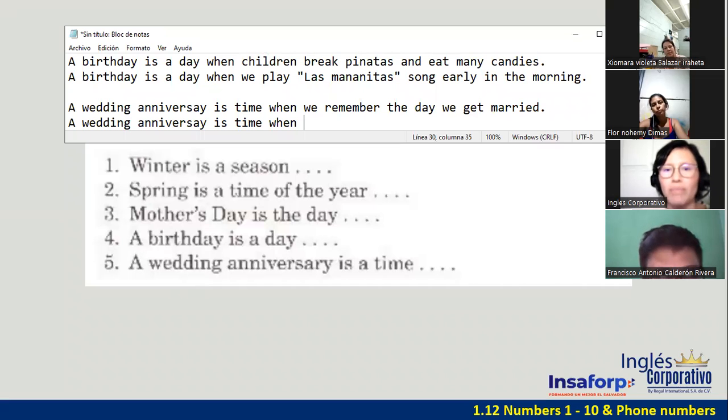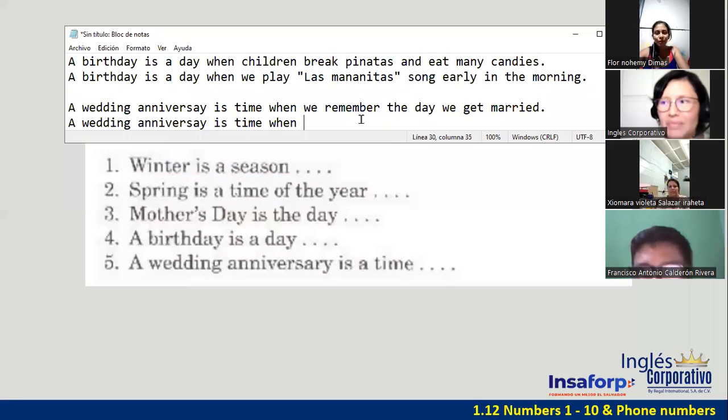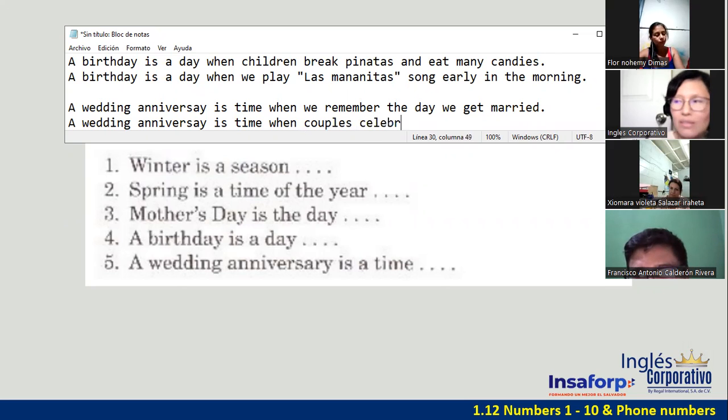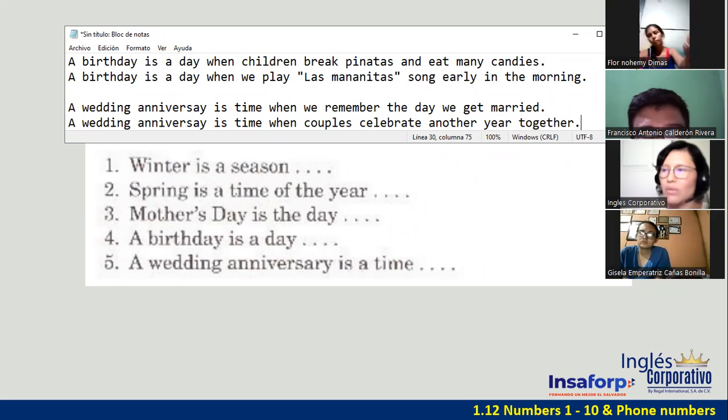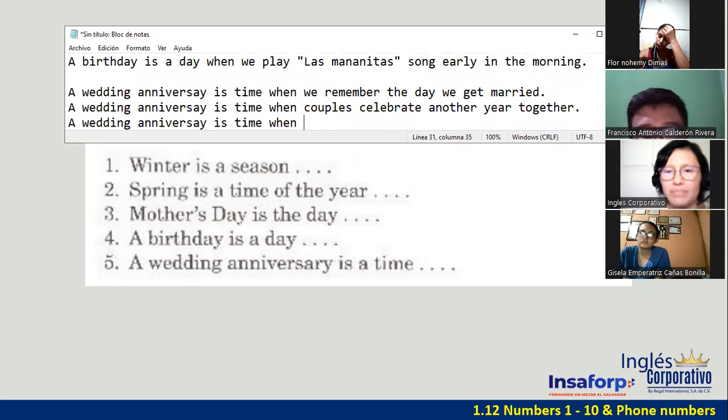No se le escucha, Flor. Es que tiene la manita levantada. I'm sorry, I didn't hear that. Well, the wedding anniversary is a time when couples celebrate another year together. When couples celebrate, muy bien, celebrate another year together. Muy bien. Wow, chicos, hoy sí, miren, han hecho un montón de oraciones. Excelente. Francisco, dígame. Thank you, teacher.